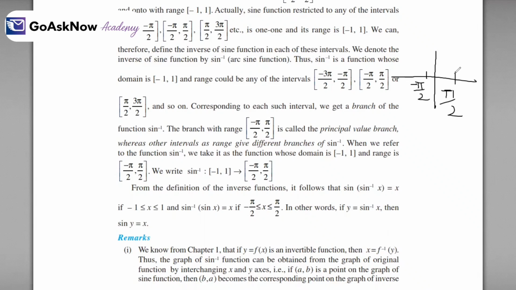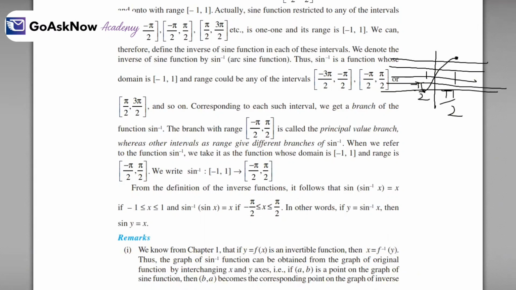If you recall the graph of this, what is the graph of the sine function in this interval? At pi by 2 it is 1, so here is the value, and here it is minus 1. Okay. So the graph is like this. So in this interval, you can see that the function is one-one, because if I draw a line parallel to the x-axis, it will cut the graph at only one point.